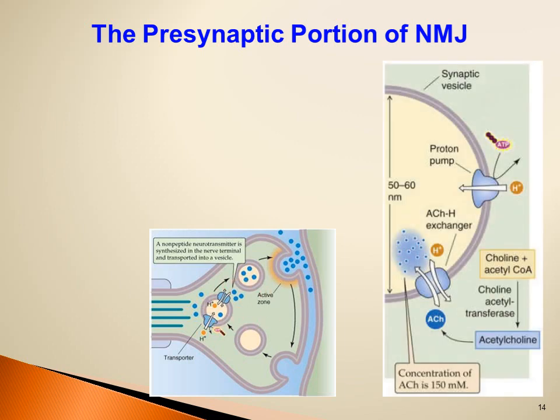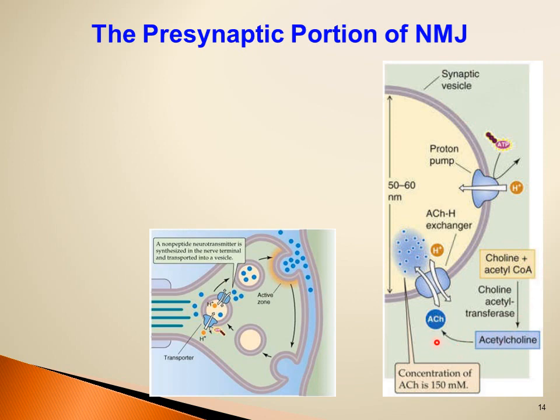And let's have a closer view. Here we have the membrane of a synaptic vesicle. The membrane is rich in the proton pump. That is an example of primary active transport system. This proton pump will generate high concentration of hydrogen ions inside the synaptic vesicle. Now we have the cytoplasm here outside the vesicle, where choline will react with acetyl-CoA in the presence of choline acetyltransferase, the enzyme responsible for the production of acetylcholine from choline and acetyl-CoA.